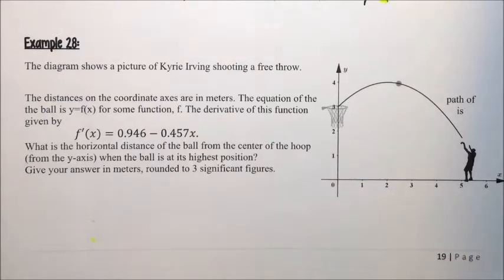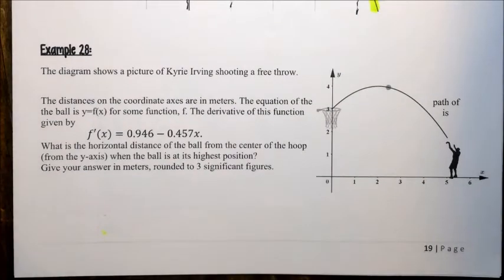The equation of the ball is y equals f of x for some function f. The derivative of the function is given by this, so this is the function f prime of x. What is the horizontal distance of the ball from the center of the hoop, from the y-axis, when the ball is at the highest position? Give your answer in meters rounded to 3 sig figs. All right, I'll give you a second to look at that.